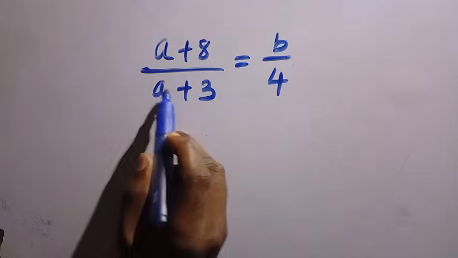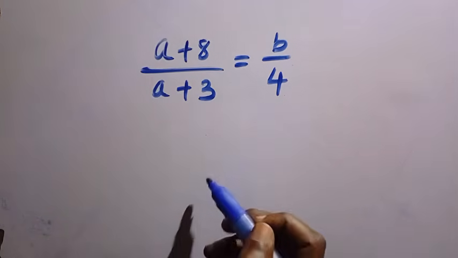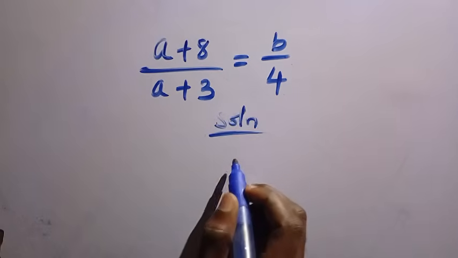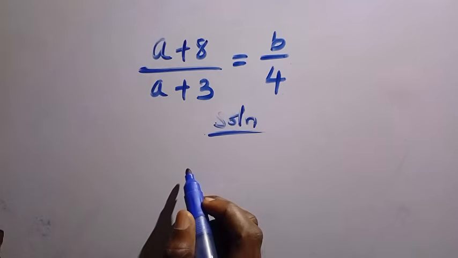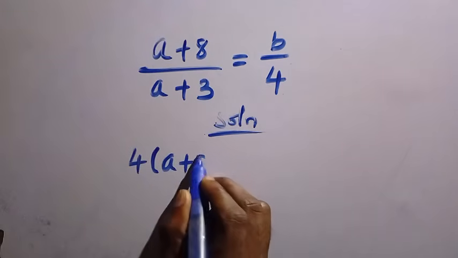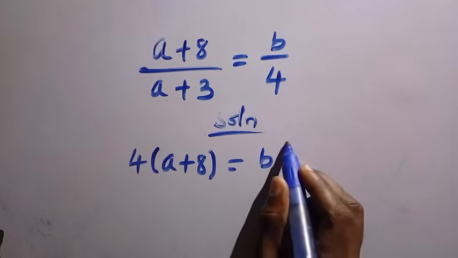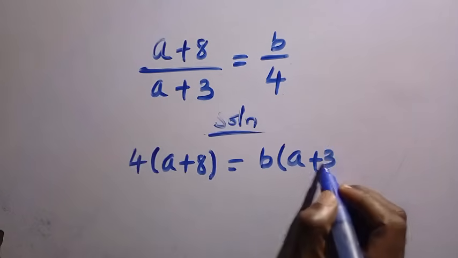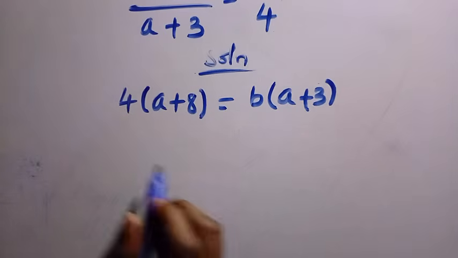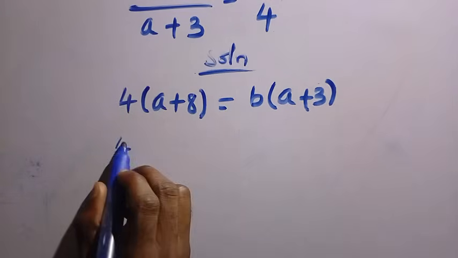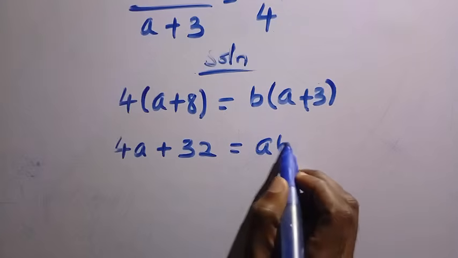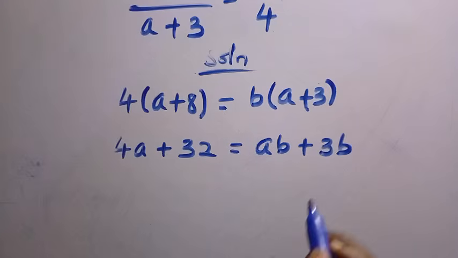We are given (A + 8)/(A + 3) = B/4. How to solve this is very simple. Let's consider the solution. First, we cross multiply. By cross multiplying, we have 4(A + 8) = B(A + 3). Note that A and B are members of natural numbers. So by multiplying this out, we have 4A + 32 = AB + 3B.